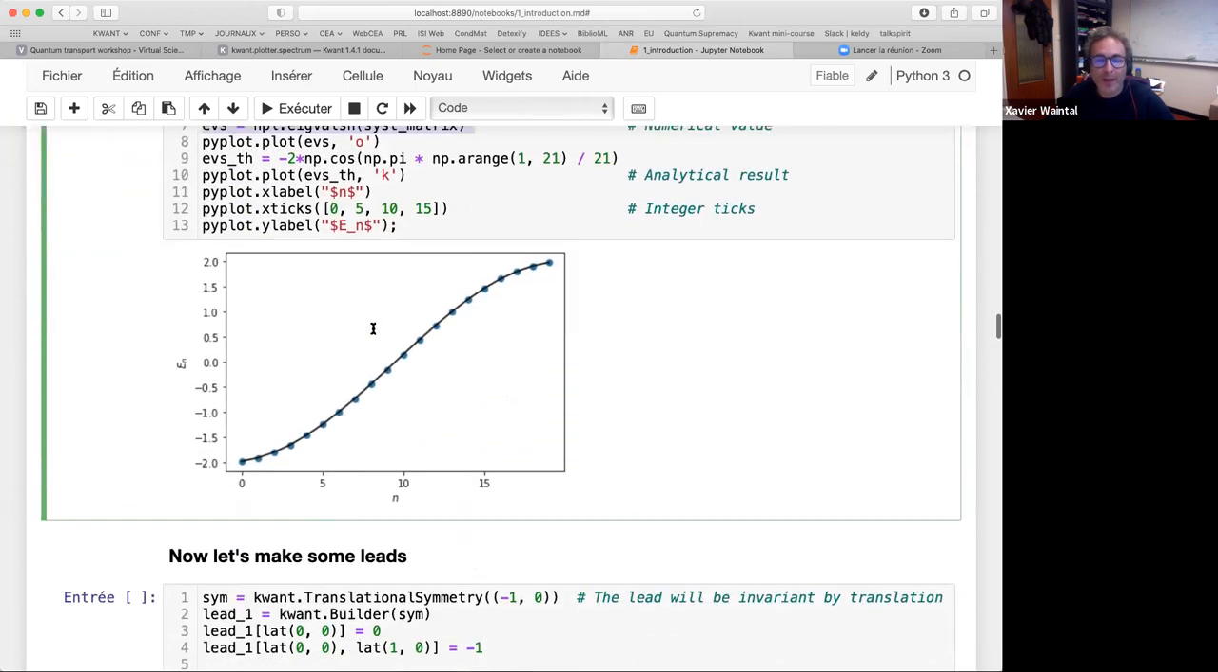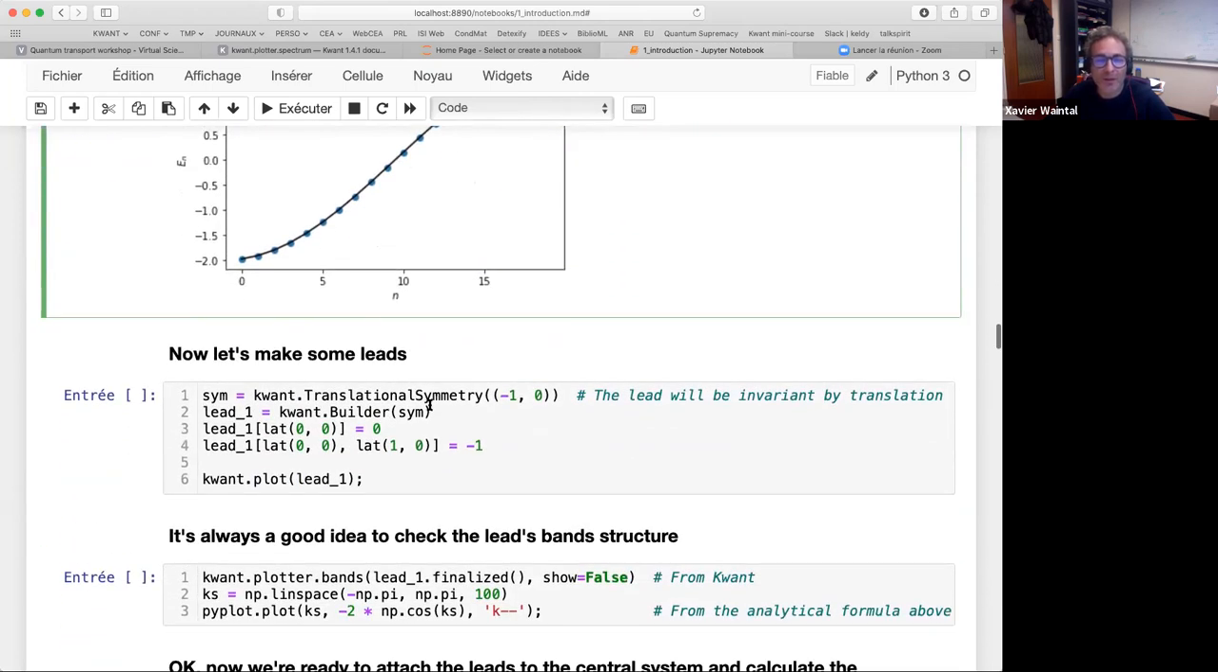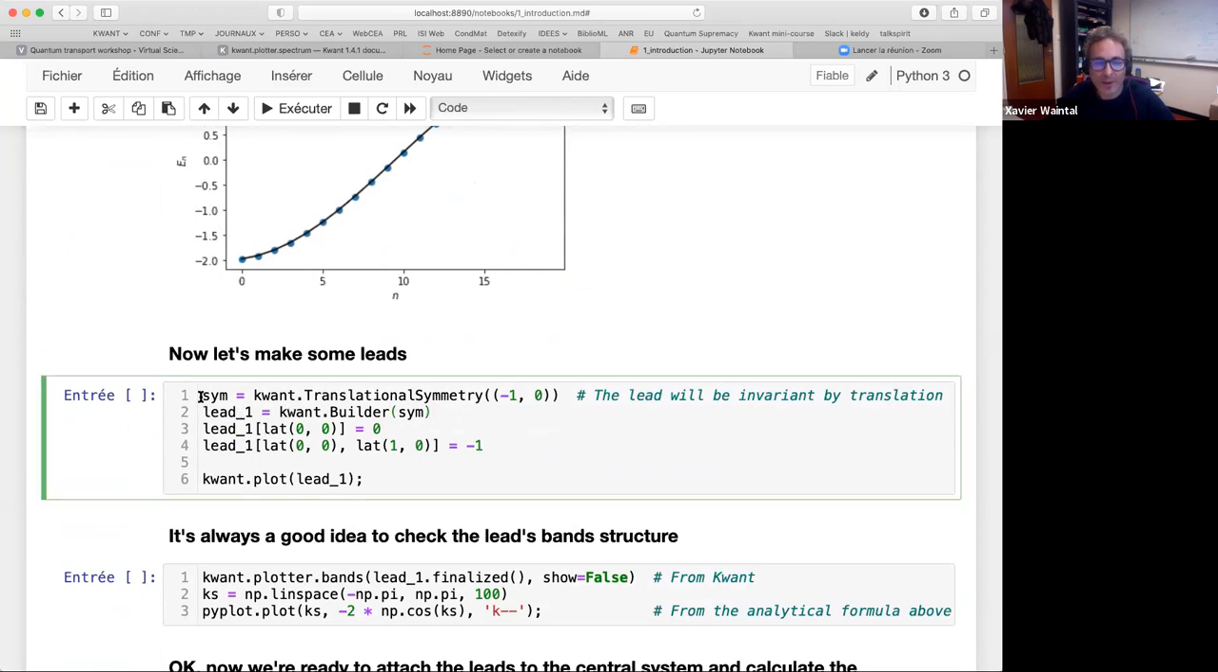Now to make it infinite, we need to connect it to leads. So first I need to make some leads. So this is a lead. A lead is a system. It's again a builder, but one that has translational symmetry. So first we create the translational symmetry here, like so, and then we create a builder which is invariant by translation with this symmetry, with the vector being -1, 0.